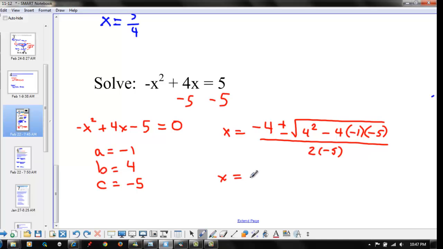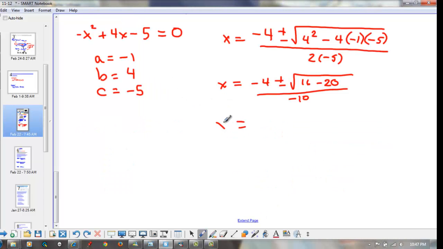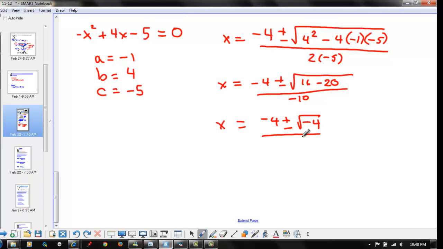So if we clean this up a little bit, we get negative 4 plus or minus the square root of 16 minus 4 times negative 1 times negative 5. I think that's going to be 16 minus 20. And this is all over negative 10. Cleaning this up a little bit more, we get x equaling negative 4 plus or minus the square root of negative 4 over negative 10.